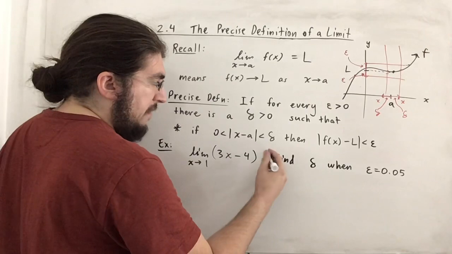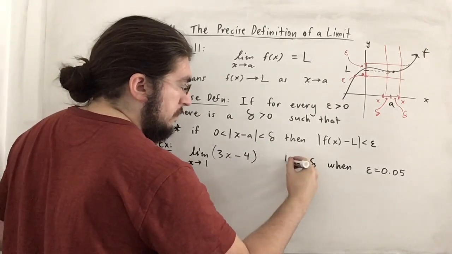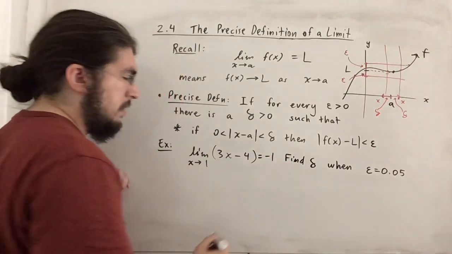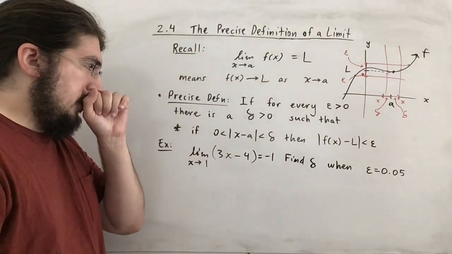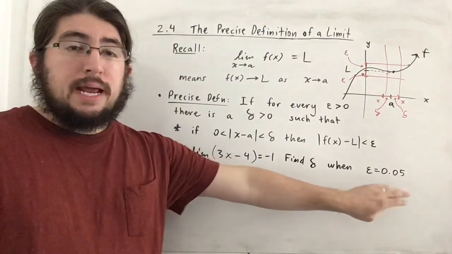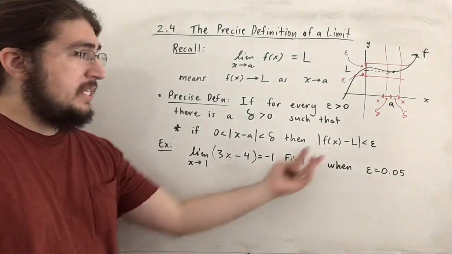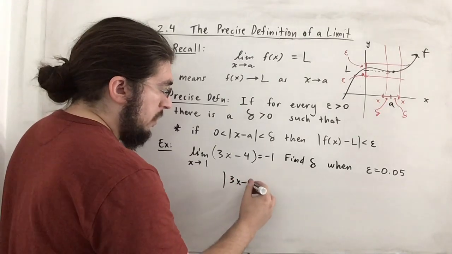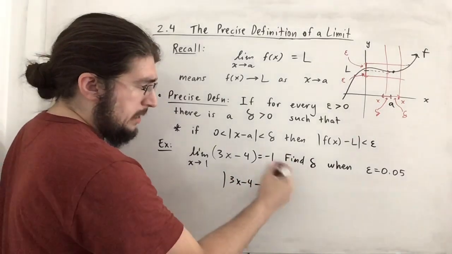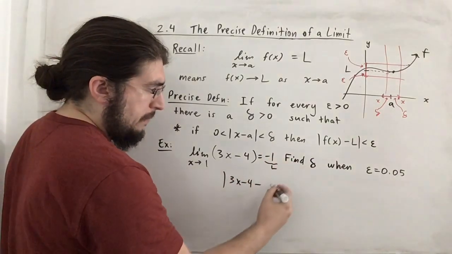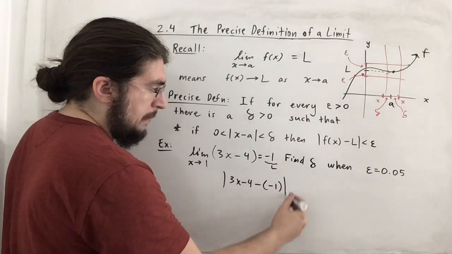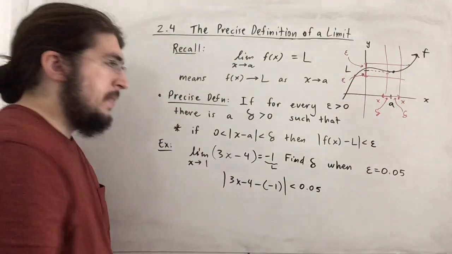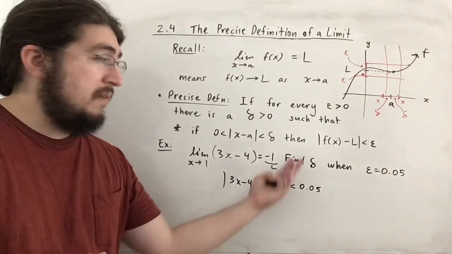So we kind of already have the understanding. Let me scoot this over. We already have the understanding that this is equal to negative 1. Okay, good. So now we know what epsilon is, and where does epsilon come into play in the definition? It's the absolute value of f of x, which is 3x minus 4, minus L. We know L is negative 1 in this case. That's our L. So this is minus negative 1, and the absolute value is less than epsilon, which in our case is 0.05.